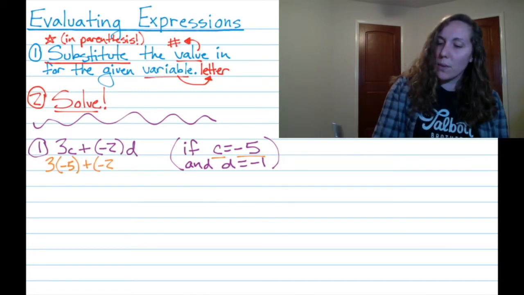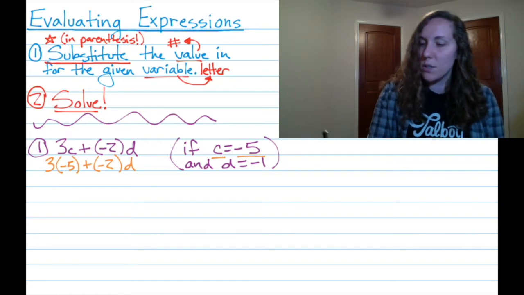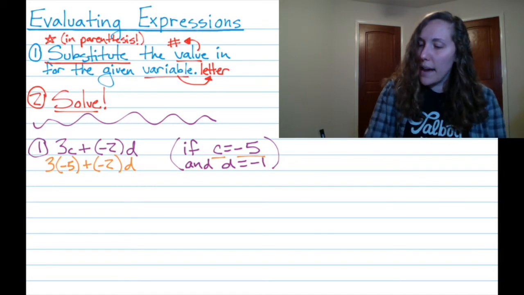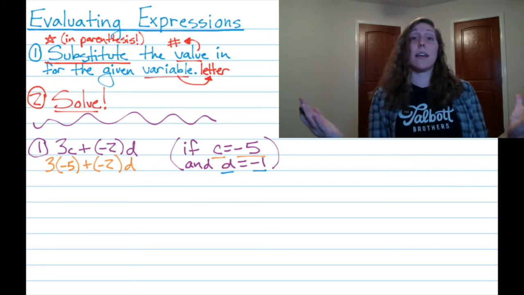I'm going to rewrite the rest of my problem right now exactly as it is because I always do that because I do not want to get confused. You can never be too careful. So I did that one. Now I'm going to substitute negative 1 where d is. Why? Because d and negative 1 are equal.